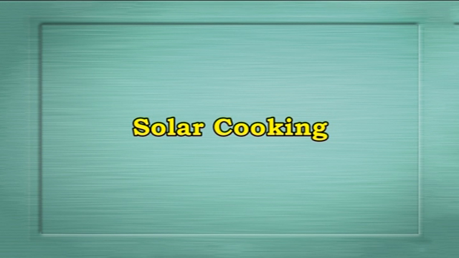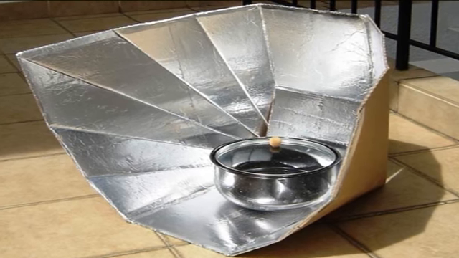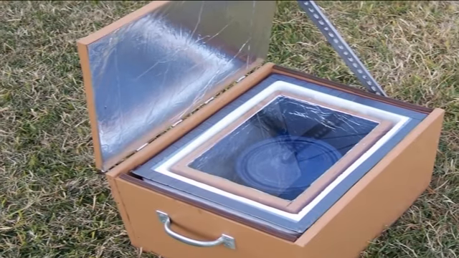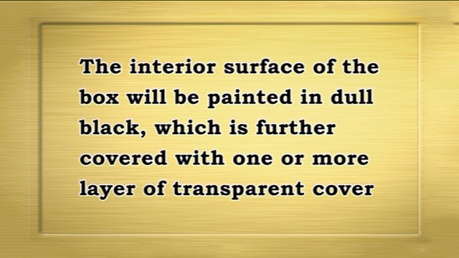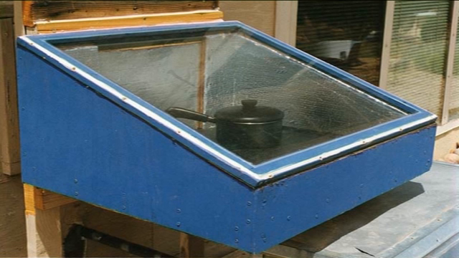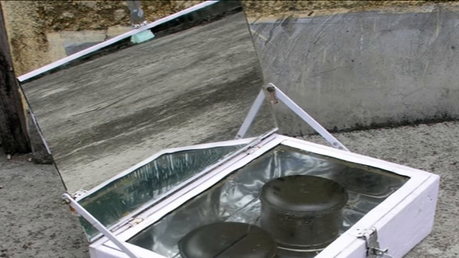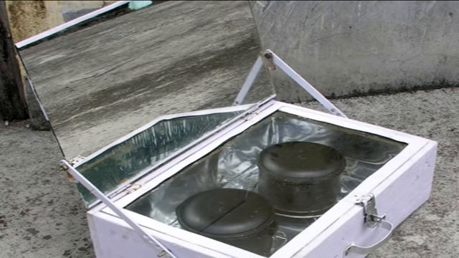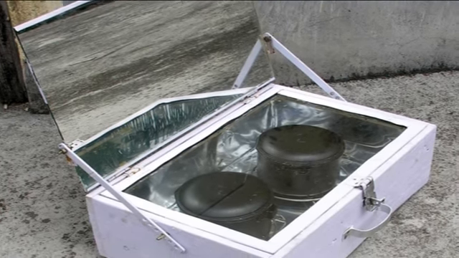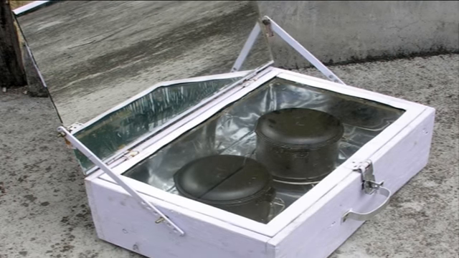Solar cooking. Solar cooker functions mainly with the help of solar energy. The solar cooker consists of a well-insulated box. The interior surface of the box will be painted in dull black, which is further covered with one or more layers of transparent cover. These transparent covers help to trap the heat inside the cooker and facilitate cooking. These covers are designed in such a way that they allow the radiation of the sun to enter inside the box but do not let the heat escape from the hot black absorbing plate.